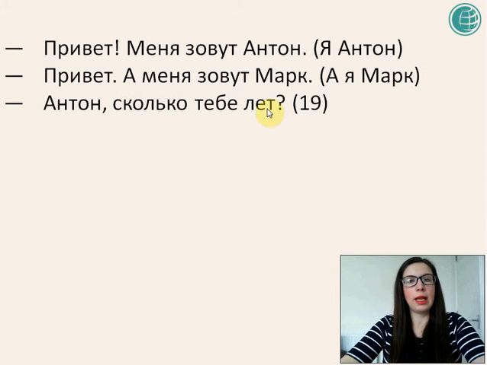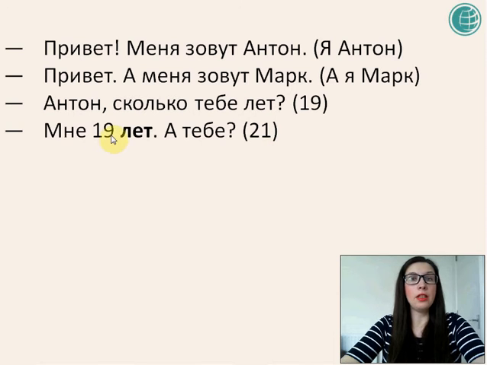Антон, сколько тебе лет? And Anton, how old are you? And answer that I am 19. Мне 19 лет. I'm 19. And also you can ask, and you? And how old are you? А тебе? So sometimes you can answer, а сколько тебе лет? But it's a long question. Normally we ask a short form. If someone's already asked you, сколько тебе лет? You can just ask, а тебе? Мне 21 год. I'm 21. We use год because one is at the end.